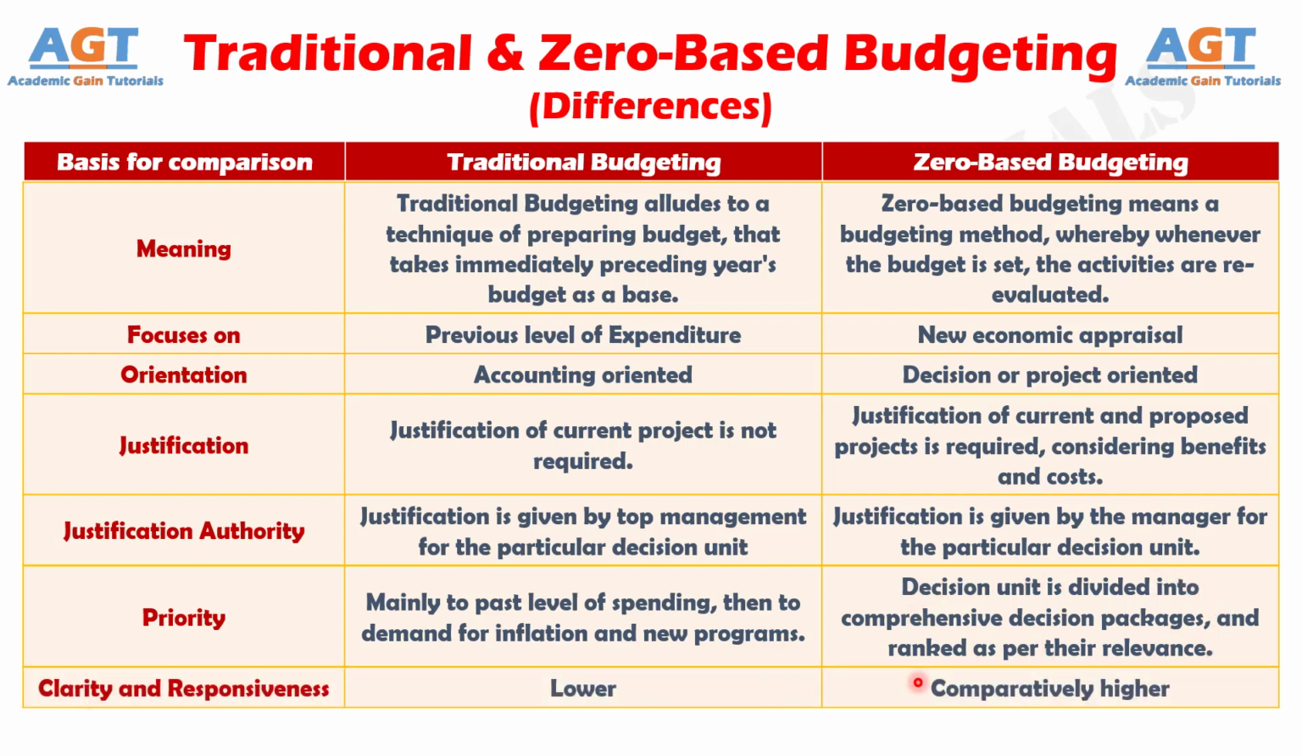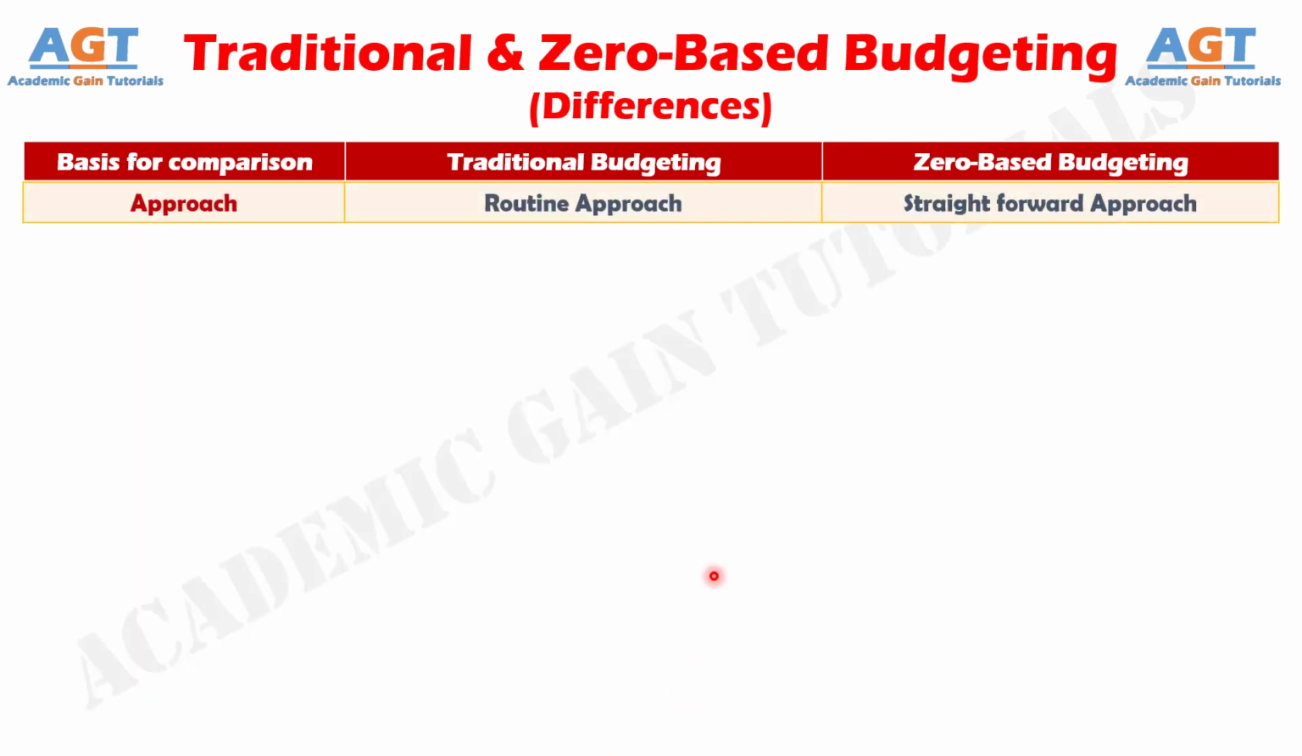Number 7. When it comes to clarity and responsiveness, zero-based budgeting is better than traditional budgeting. And, difference number 8, traditional budgeting follows a routine approach, whereas zero-based budgeting follows a straightforward approach.